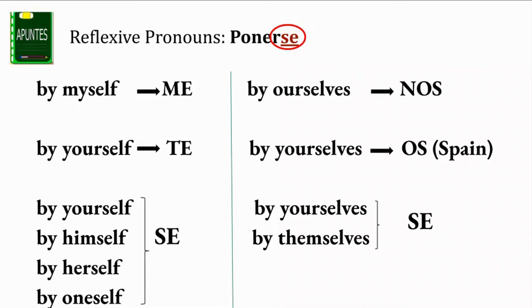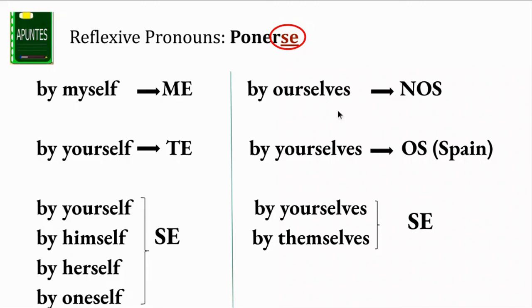Now, remember that in español, there are 2 forms of you in the singular form. We have the tú form and the usted form. So if I'm talking to you in a formal context, I need to use, for the usted form, by yourself, I need to use se. By himself, by herself, by oneself also uses se.